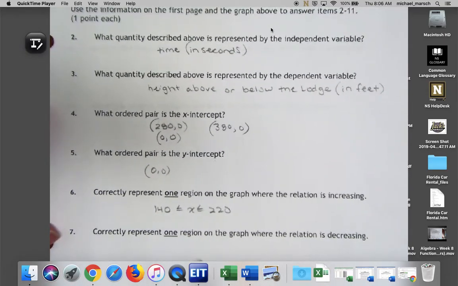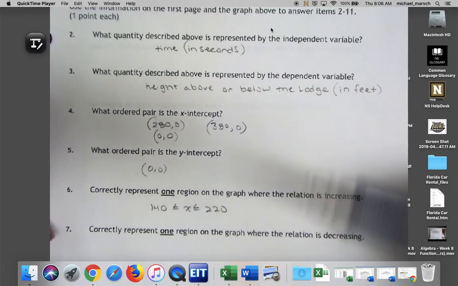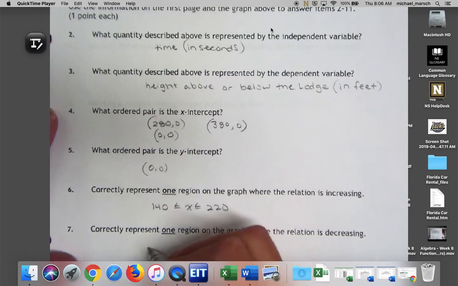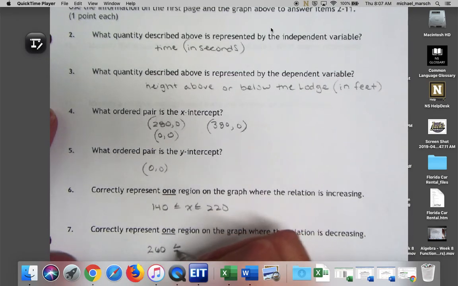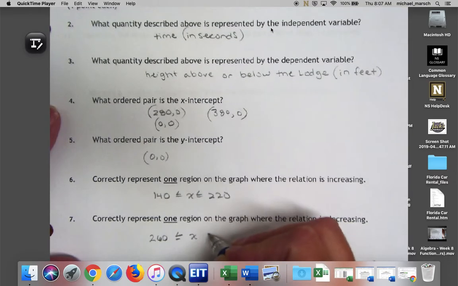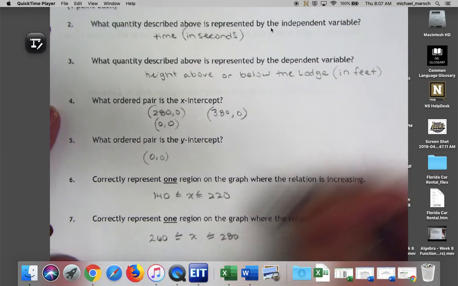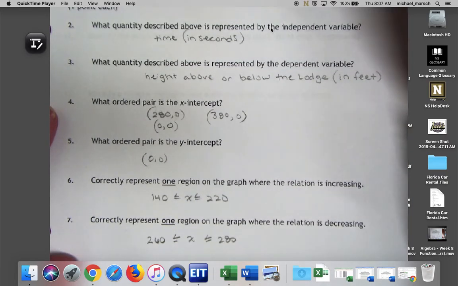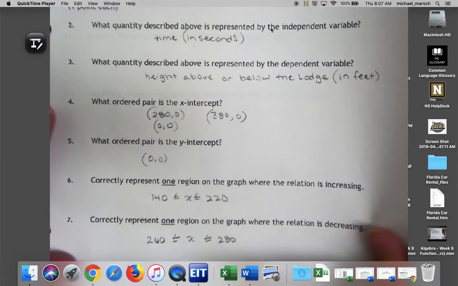Correctly represent one region on the graph where the relation is decreasing. So I'd only really have this section here where he's going down, or I could have chosen this little section that he took to get to the other lift. So I'm going to choose between 260 and 280. I'm going to say 260 less than or equal to x is less than or equal to 280, because it's between those times that he is decreasing. Okay, that's when he was like, shoom, all the way down the hill.